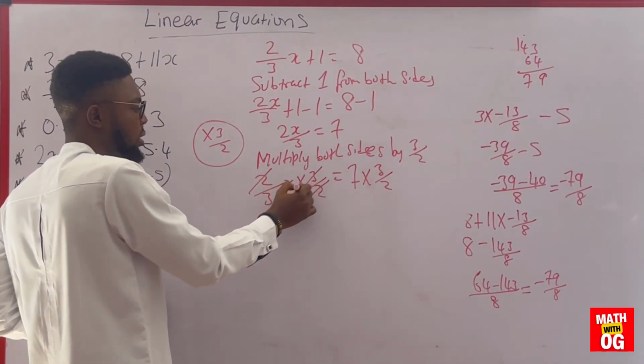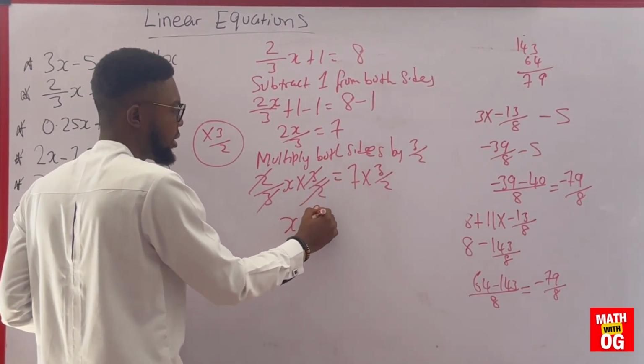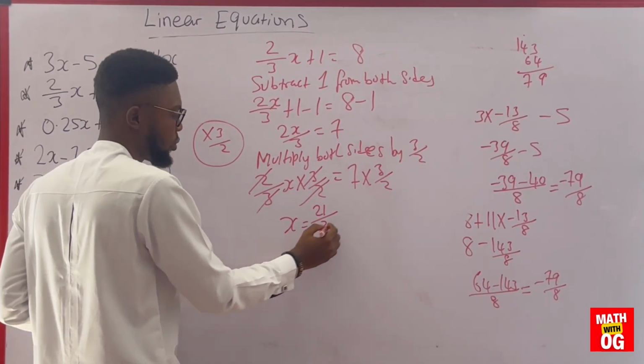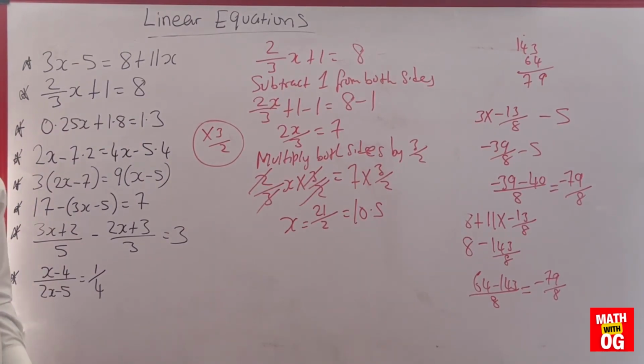2 cancels 2, 3 cancels 3. So x is equal to 7 times 3, 21, all over 2. So this will give us 10.5, or 10 whole number 1 over 2. So that's the answer to that question.